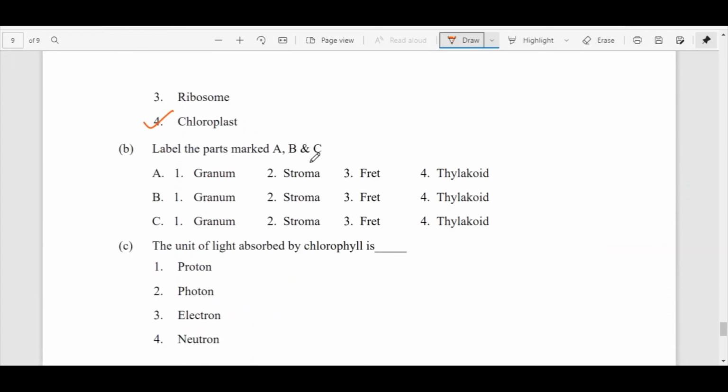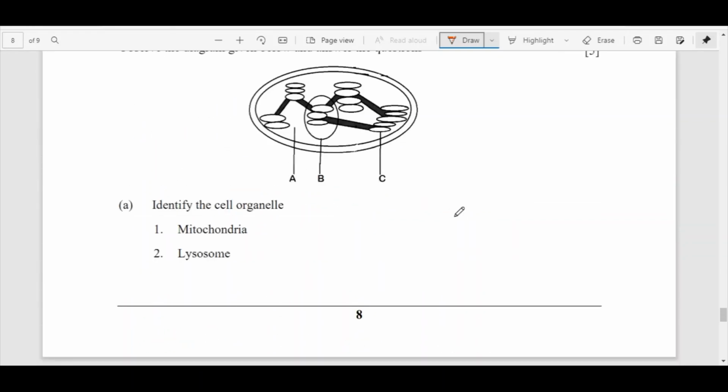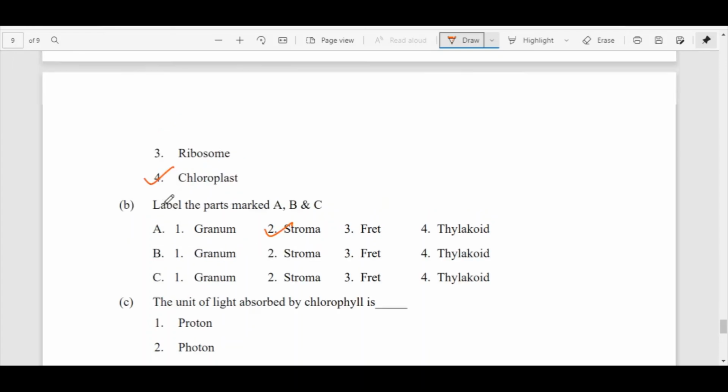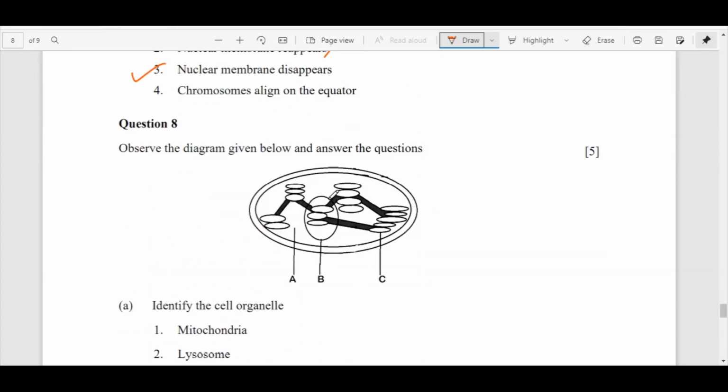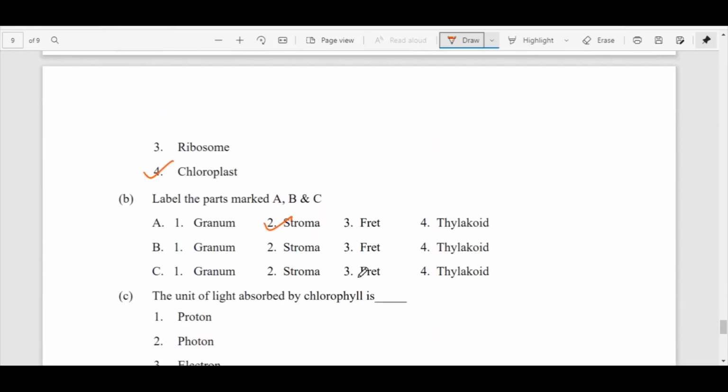Label the parts marked as A, B and C. So let me see what is A. A is stroma, children. Okay, A is stroma, that is the ground fluid of the chloroplast. So A, this one, correct option is number 2, stroma. Now number B, let me see. Number B, this stack, this bundle of the thylakoids, that is your granum, 1 granum. So number B, right option is granum.